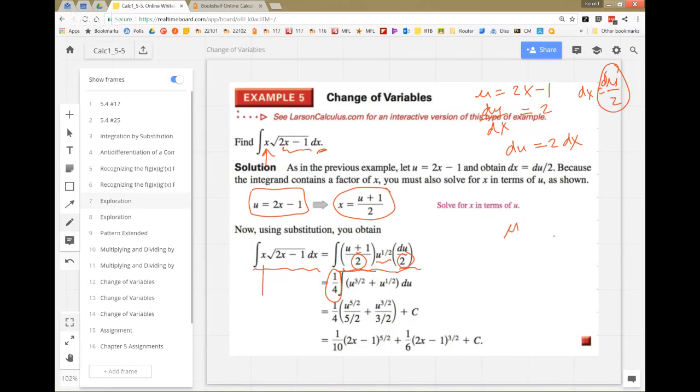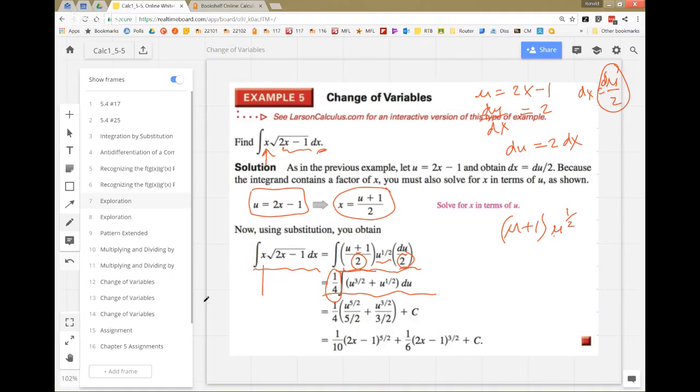So, what they did is they did this multiplication. And when you do that, u to the 1/2 times u to the 1 is u to the 3/2. And then u to the 1/2 times 1 is u to the 1/2. So there's our problem, all in u's. So now integrate with u's. So raise the power by 1. So 3/2 goes up to 5/2. Divide by 5/2. Second term, raise the power by 1. U to the 1/2 becomes u to the 3/2. Divide by 3/2. Plus c.